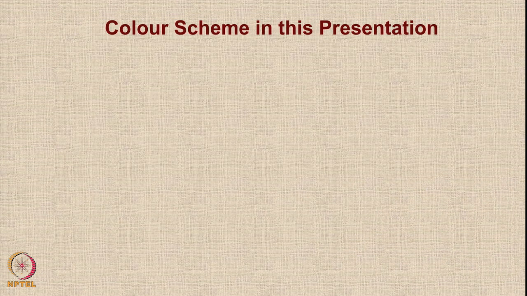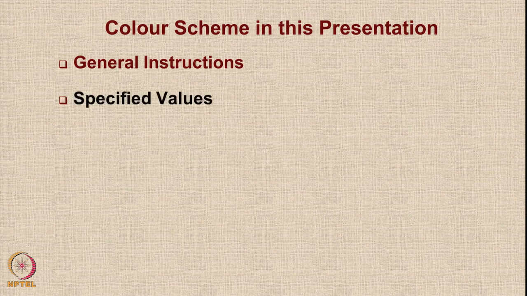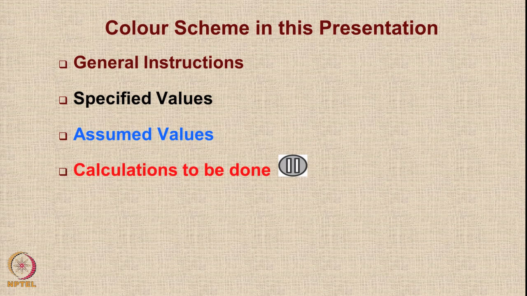Before I start, let me discuss the color scheme in this presentation. The general instructions will be given in brown color. The specified values from the mission, from data textbooks, or from any other source will come in black color. The assumed values will come in blue color. The locations where you need to do some calculations will be shown in red color, and there will be a pause button as shown here. I would request you to pause the video at that stage, do the calculations and then proceed further. The calculated values will be shown in dark blue color.